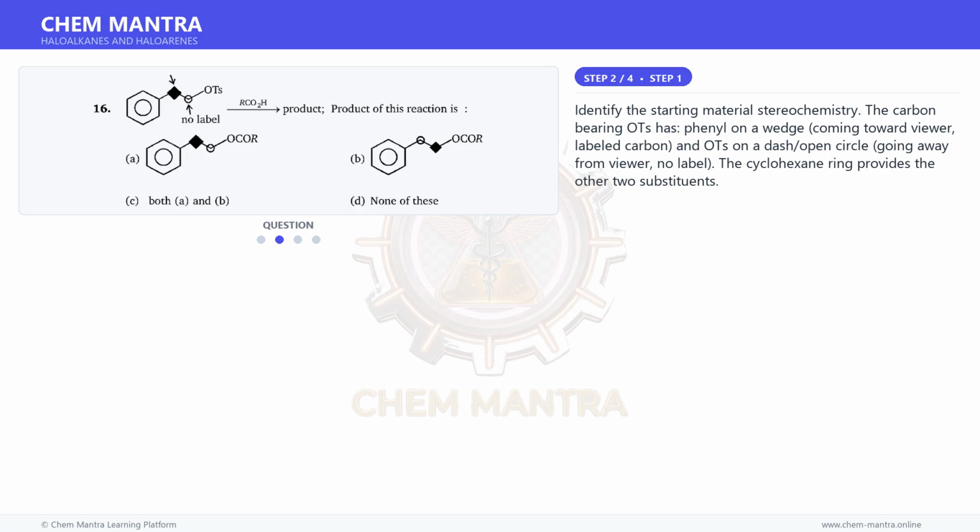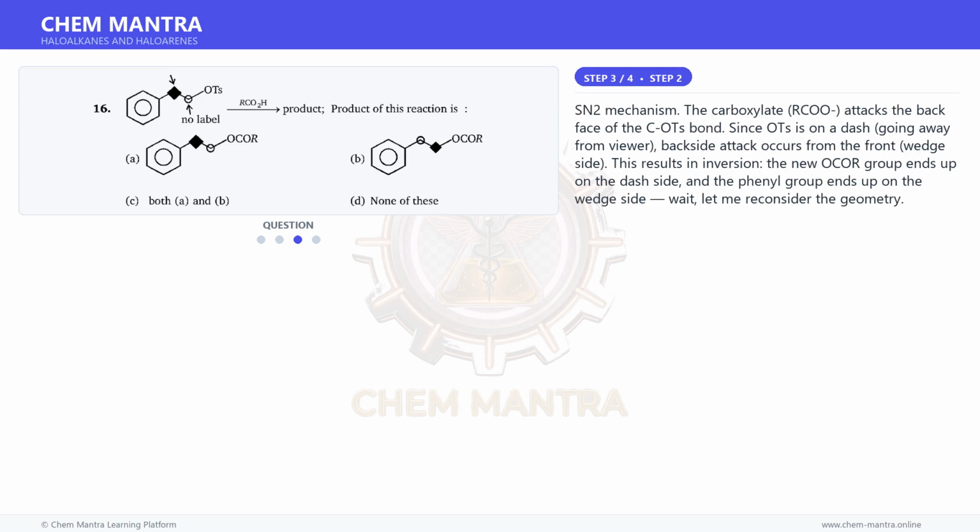Identify the starting material stereochemistry. The carbon bearing OTs has phenyl on a wedge, coming toward the viewer, labeled carbon, and OTs on a dash, open circle, going away from the viewer, no label. The cyclohexane ring provides the other two substituents. Moving on to the next step.